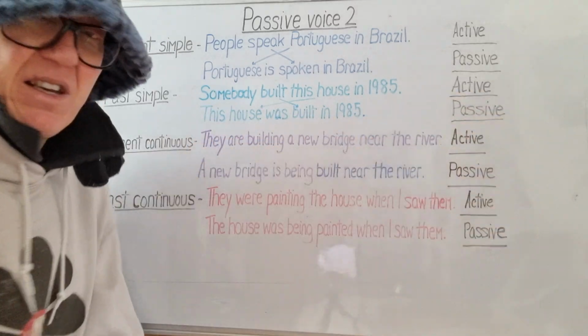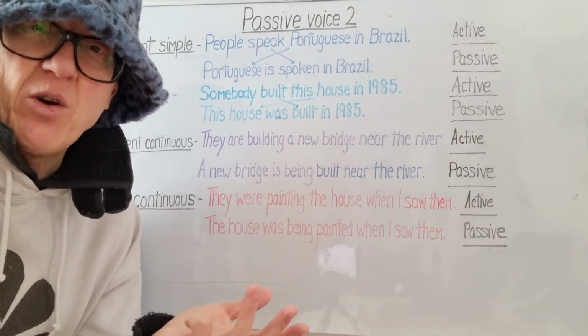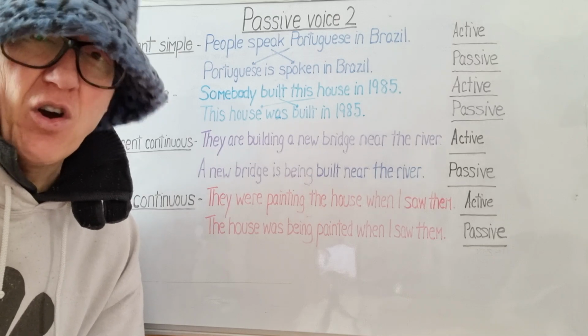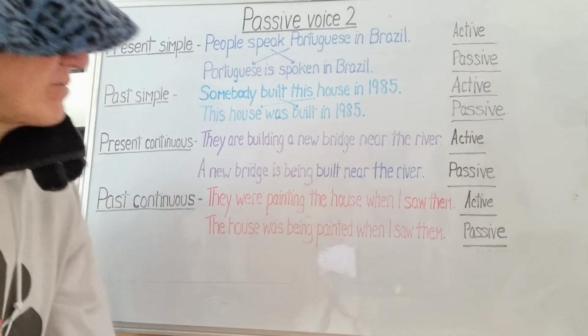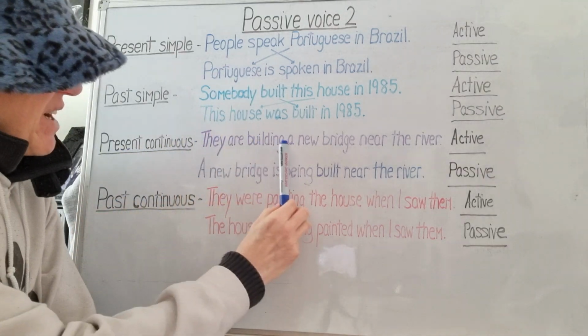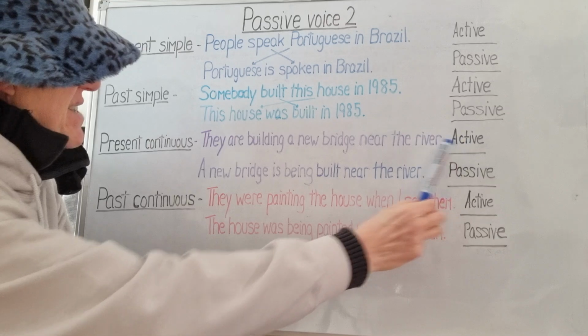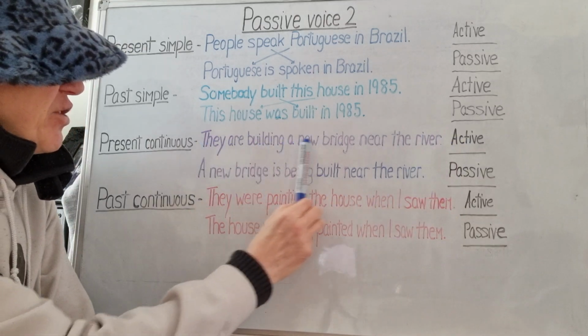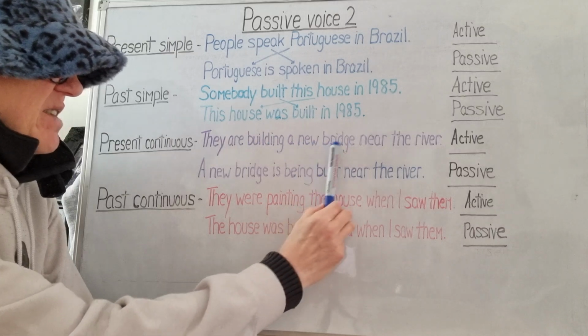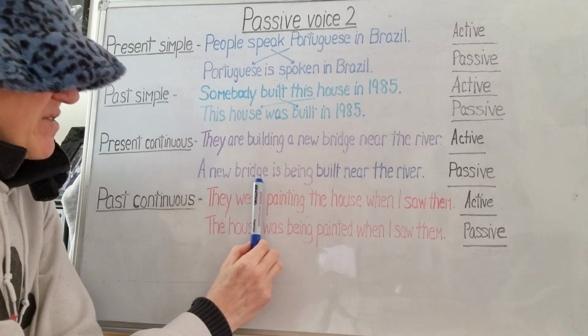By somebody. You can say that, but we know it was built by somebody. It wasn't built by a car or by a hat. Okay? Now, present continuous. They are building a new bridge near the river. That's active. They are building a new bridge. Subject, verb, object. We take our object, it becomes the subject of the passive sentence.